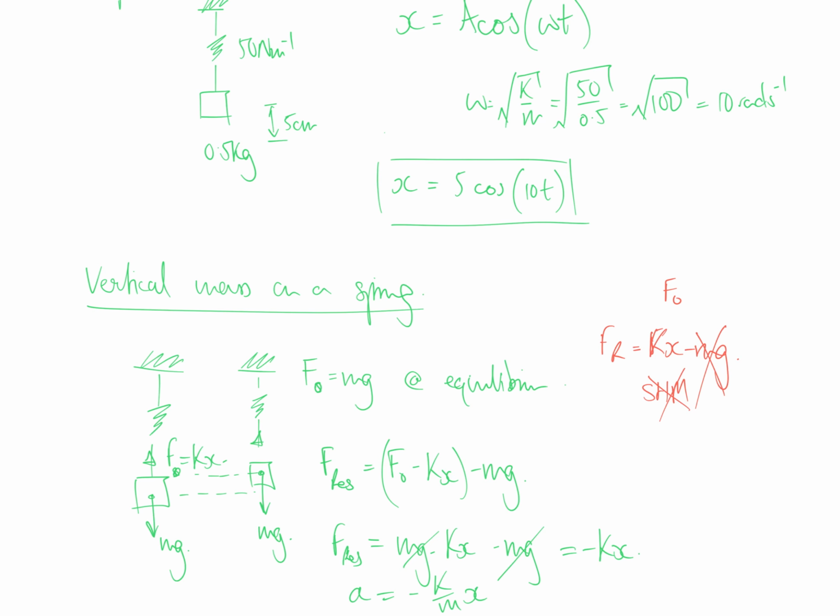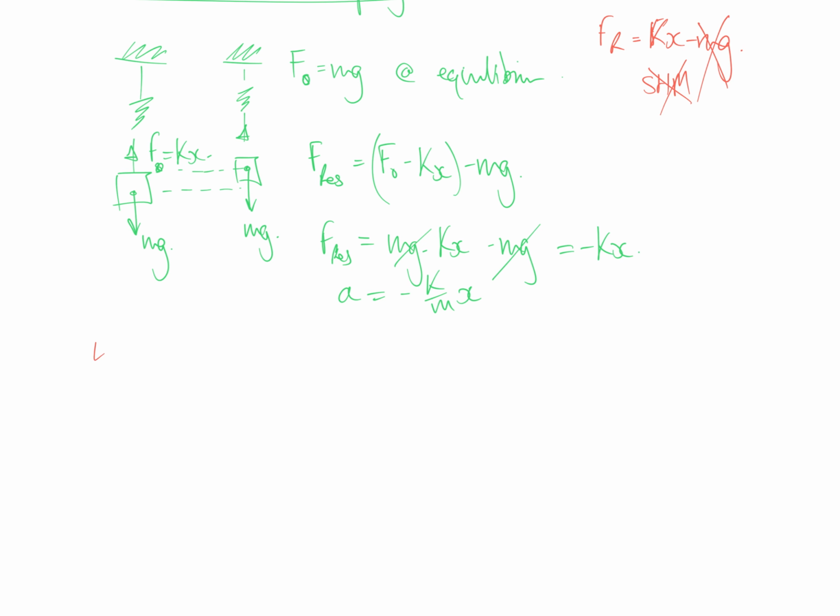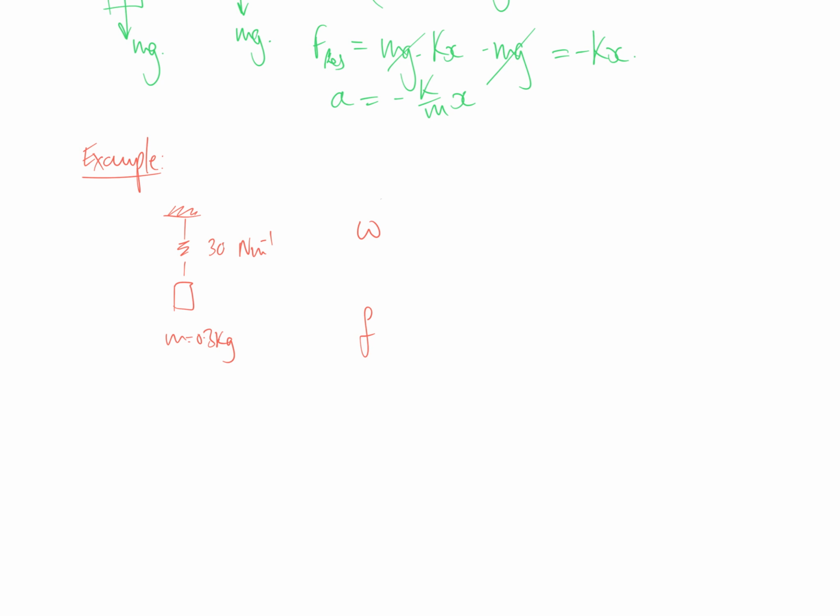One last example, shall we? Let's look at a spring constant of 30 Newton meters and a 300 gram mass and just work out some factors for this. So another example. Another mass on a spring. We have 30 Newton meters, and we're going to have a mass of 0.3 kilograms. Let's work out the pulsatance. Then we can work out the frequency, and then we can work out the time period.